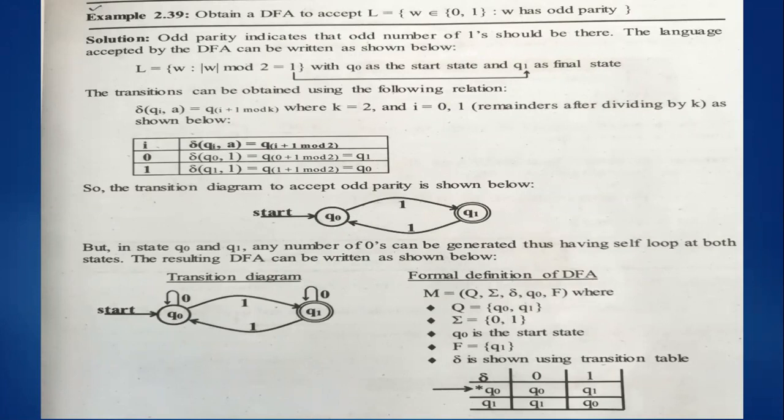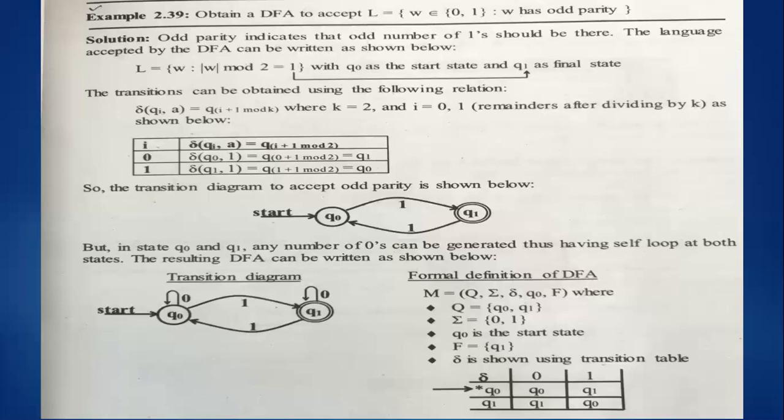What does this odd parity stand for? Remember, whenever we get a word with odd parity, the string will consist of an odd number of ones. Whatever the number of zeros, it does not matter whether it is even, odd, or empty, but the string must have an odd number of ones. We'll go for the solution. Odd parity indicates that an odd number of ones should be there.